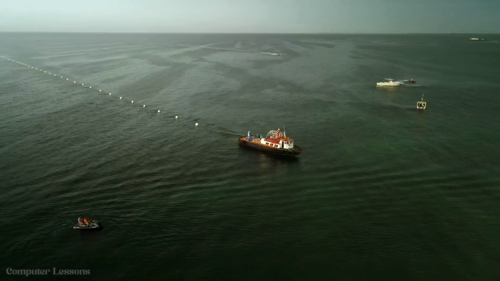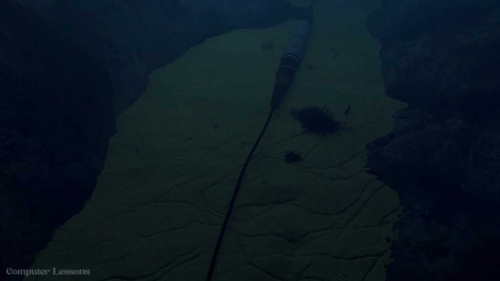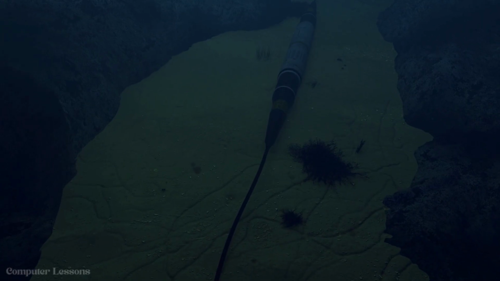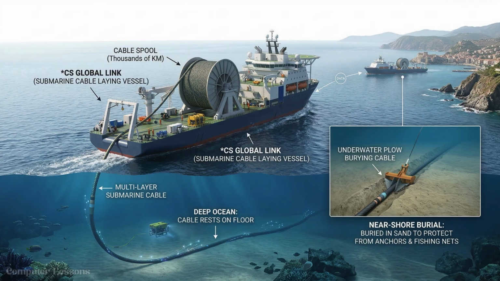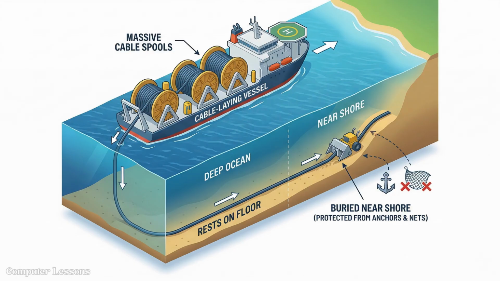The most impressive feat of fiber engineering lies at the bottom of our oceans: submarine cables. Contrary to popular belief, satellites carry less than 1% of internet traffic because they are too slow and expensive. The real internet is a physical web of cables, some as thick as a garden hose, resting on the seabed. Laying these cables is a monumental task requiring specialized ships that carry thousands of kilometers of cable on massive spools. The ship slowly traverses the ocean, unspooling the cable and burying it in the sand near the shore to protect it from anchors and fishing nets. In the deep ocean, the cables simply rest on the floor.